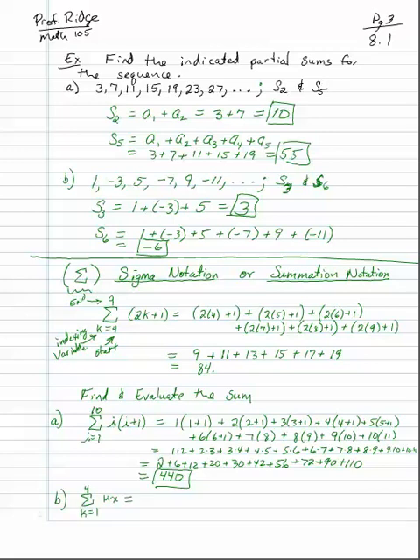Okay, summation of kx, where k goes from 1 to 4. So we're going to start with 1 for k. x just stays x. So we're just indexing k. Starting at 1, index it, goes to 2, 3, then 4. So 1x plus 2x plus 3x plus 4x, which equals 10x. As simple as that.